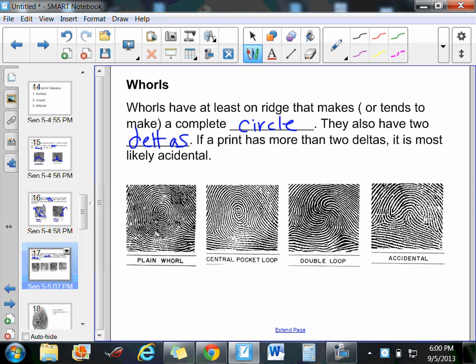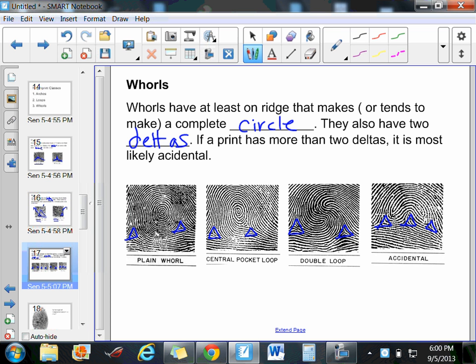So if we take a look at our whorls here, we've got a delta here and a delta here. For the central pocket whorl, we've got a delta here and we've got a delta going on there. The double loop whorl has 2 deltas, 2 triangles. This accidental whorl actually has 3 going on.